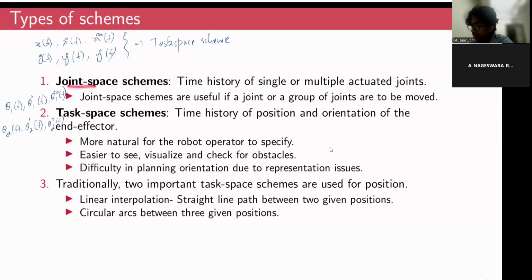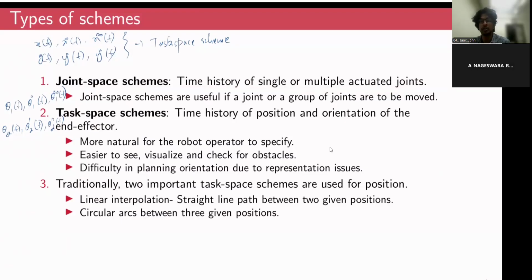So in joint space scheme, the time history of single or multiple actuated joints is generated using any of the schemes that we have considered earlier. Depending upon the boundary conditions, maybe initial position, initial velocity, final position, and final velocity, you can create a time history of single or multiple joints.